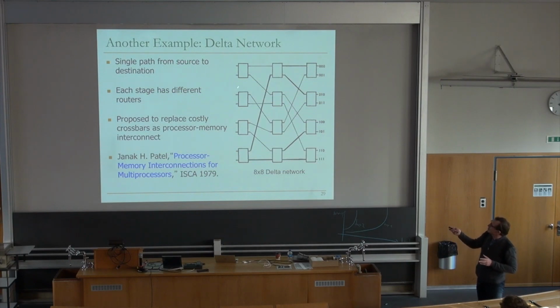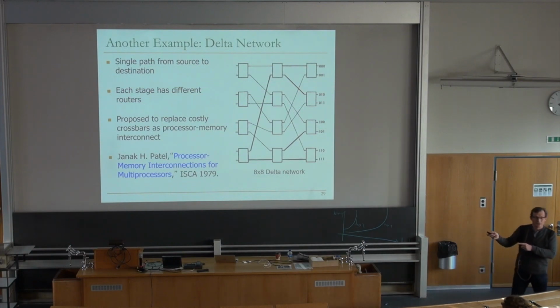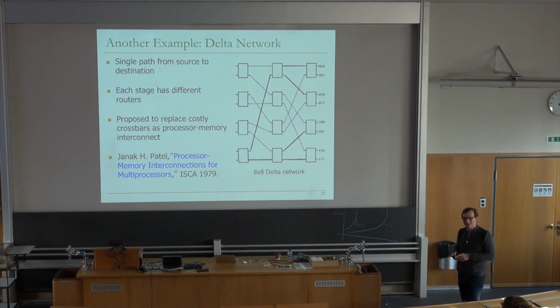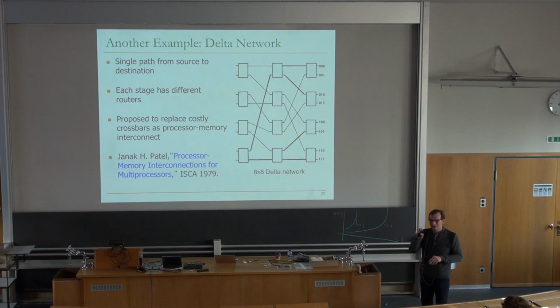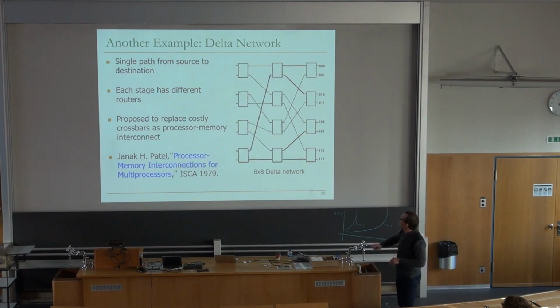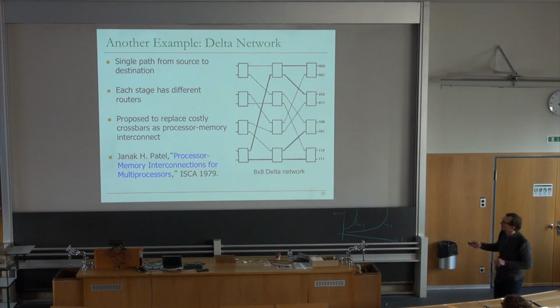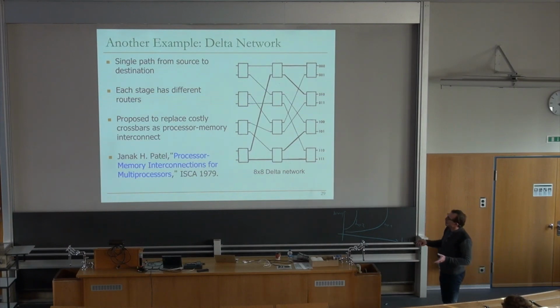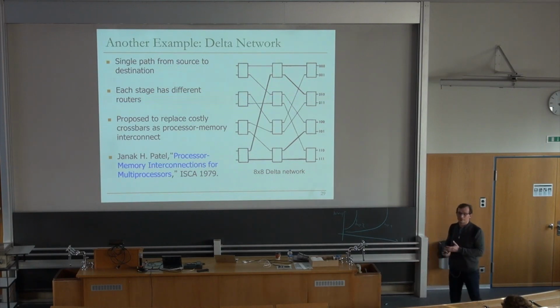It has a single path from source to destination, very similarly to what we've examined. In this case, each stage has different routers. That's not true for the butterfly that we've seen. If you look at the butterfly, each stage has the same router. So in that sense, butterfly is nicer, because you can actually have the same router and replicate it. Whereas each stage in this case is not the same, so it's not easy to route over here. And it was one of the earlier networks that were proposed to replace costly crossbars as processor memory interconnect.